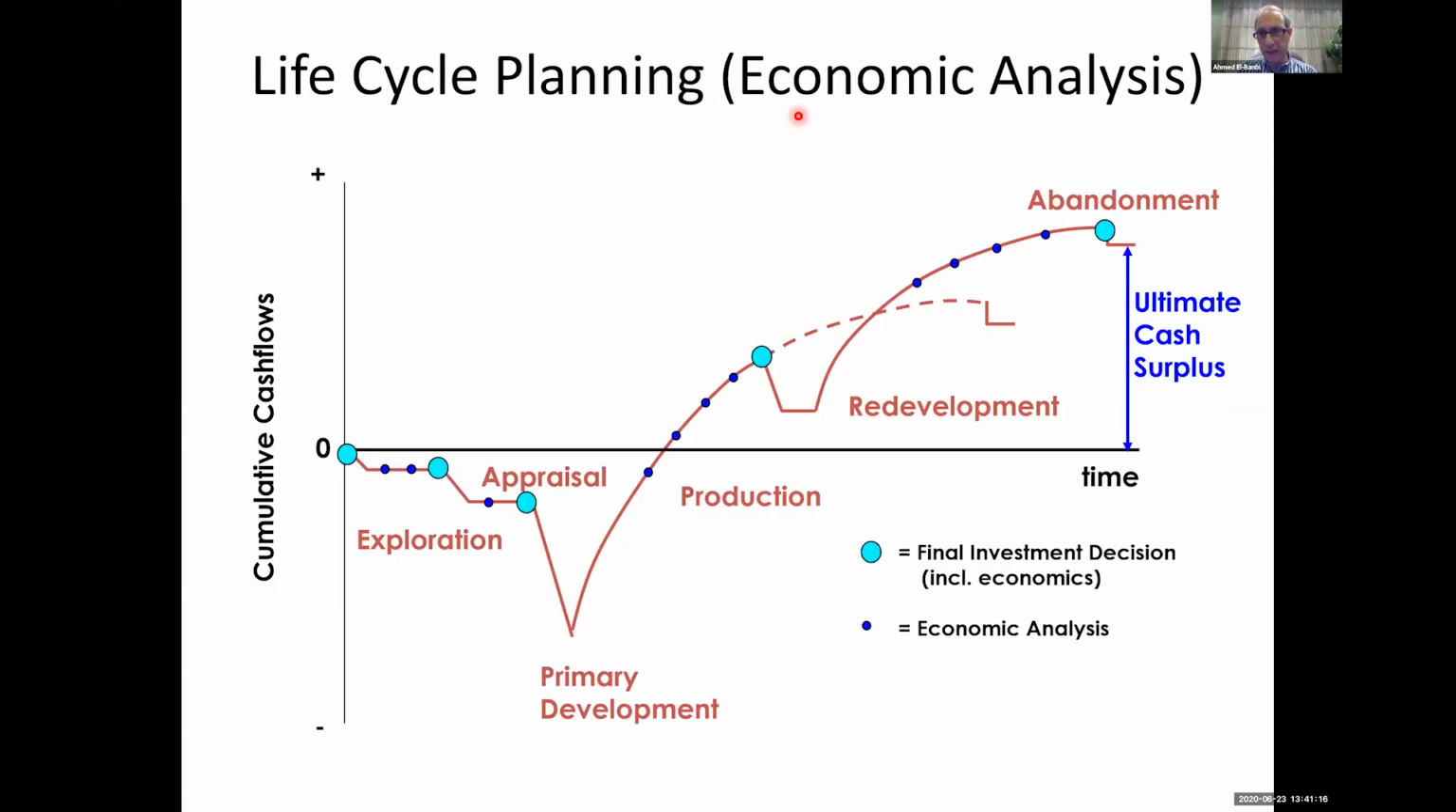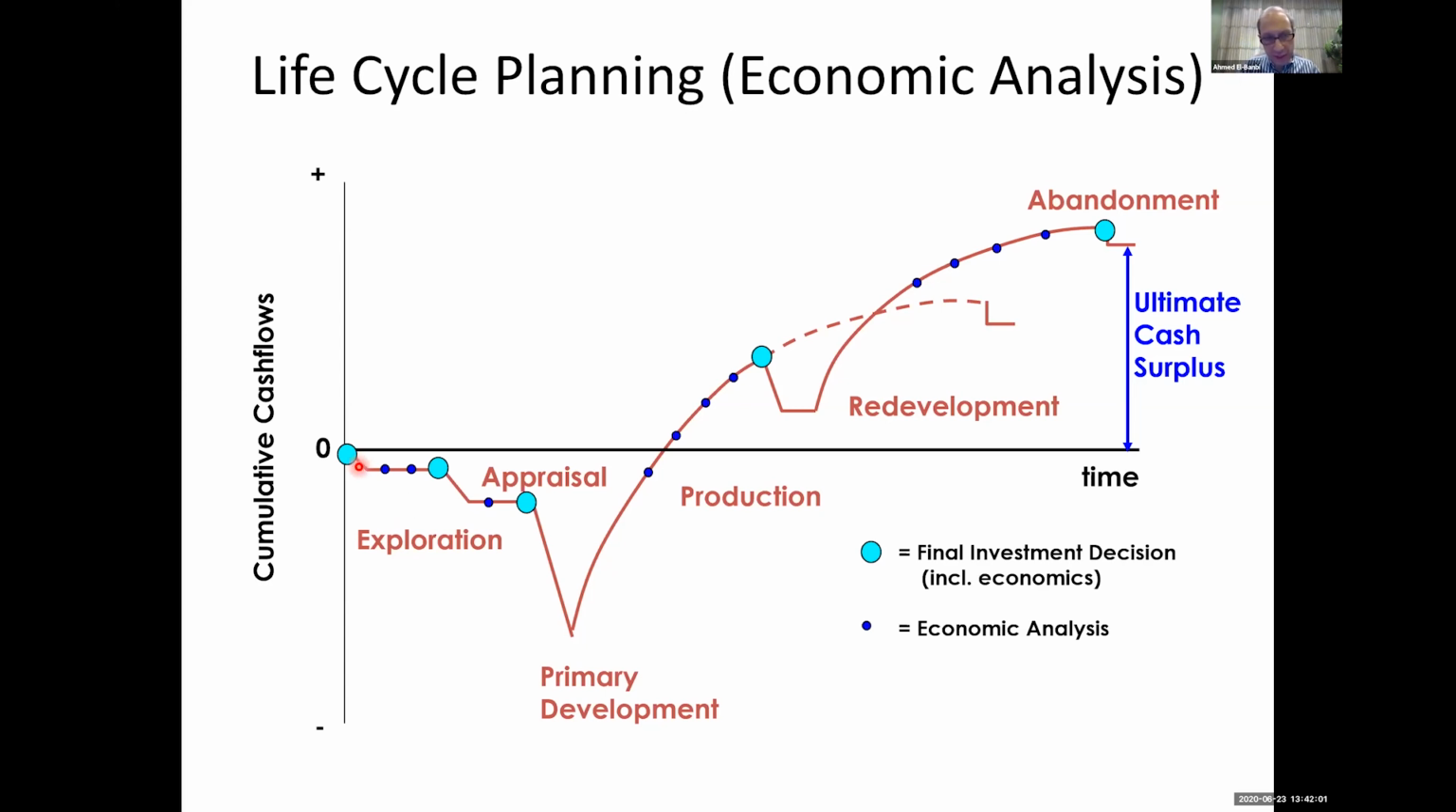The life cycle planning, when we look at economics with that life cycle, so in the exploration phase, we spend the money. By the way, these blue circles here are what we call final investment decisions. So oil companies at these circles, they have to make decisions. And their decisions are based on mostly economics all the time. What we're looking at on the y-axis here is the cumulative cash flow. So basically, what is cumulative cash flow? It is revenue minus expenses, and we cum it every year.